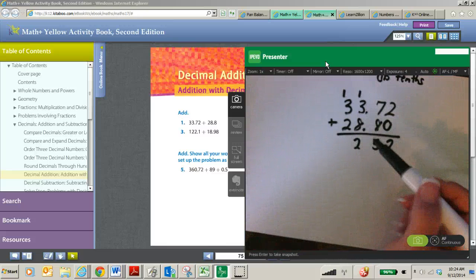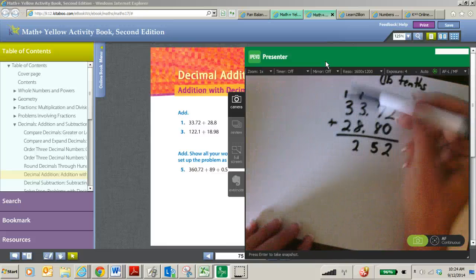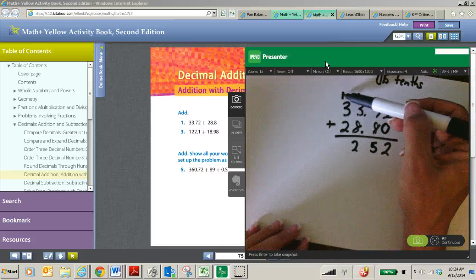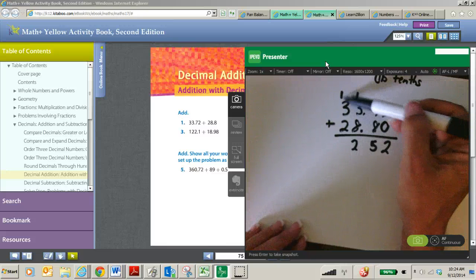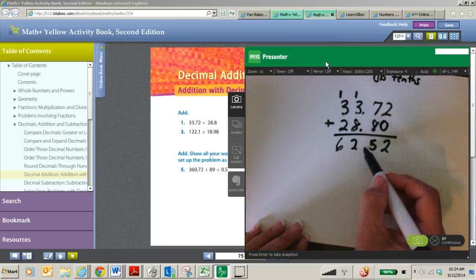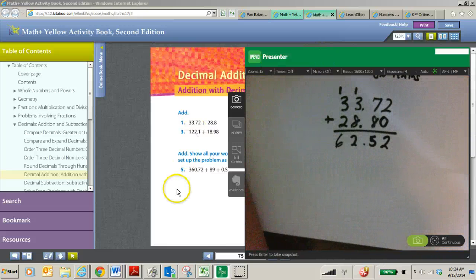So I'm regrouping. We always want to talk about regrouping, not just carrying this over. And we don't want to call this a 1. It's a group of 10. It's one group of 10. This is one whole. So now we have 4, 5, 6. So our answer would be 62 and 52 hundredths.